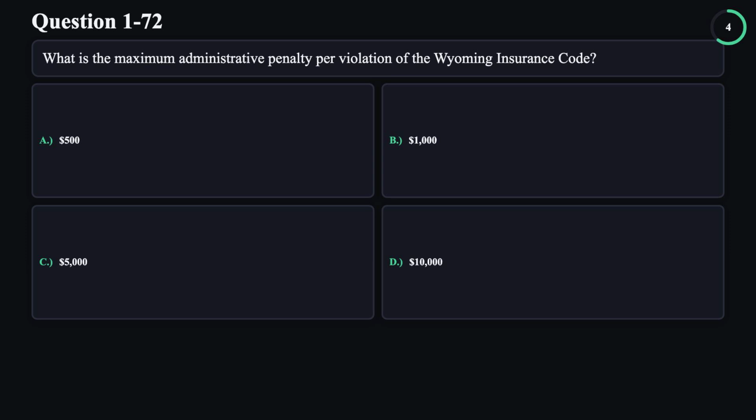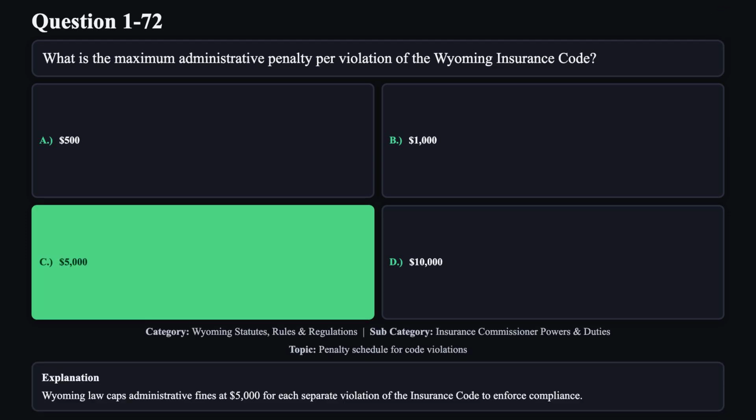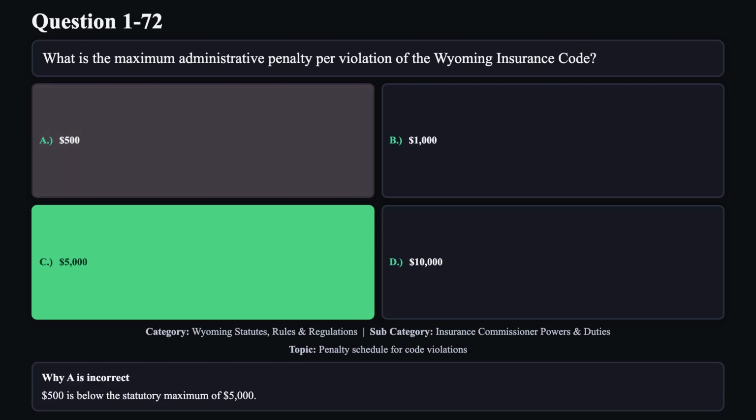The correct answer is C. Wyoming law caps administrative fines at $5,000 for each separate violation of the insurance code to enforce compliance. Reason A is not correct. $500 is below the statutory maximum of $5,000.